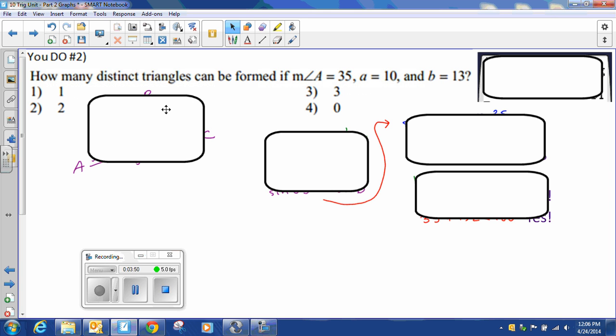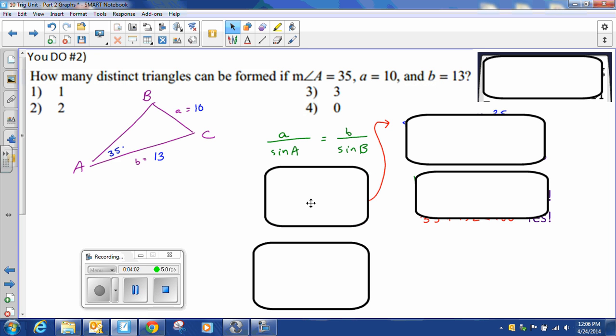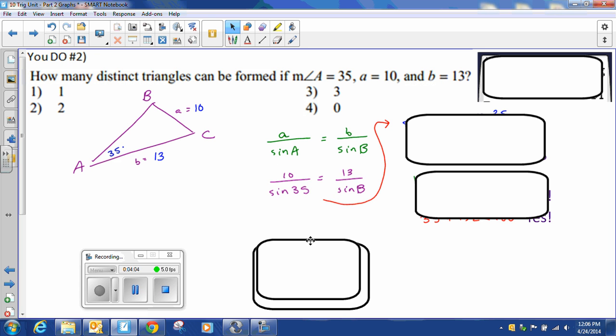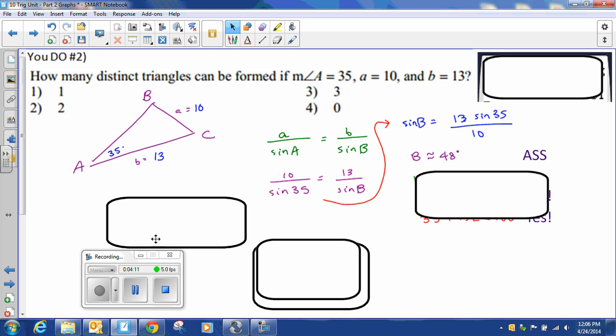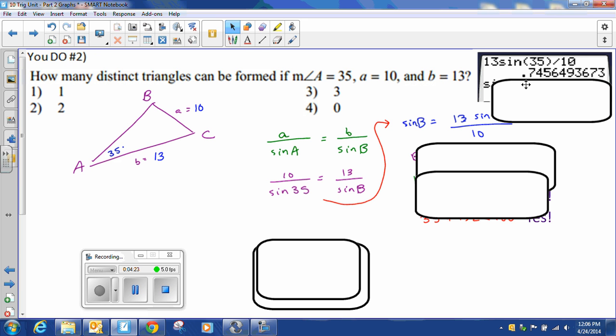Number 2, how many distinct triangles can be formed if measure of angle A is 35, a equals 10, and b equals 13. Let's draw the triangle first. There we go. Let's set up our law of sines. Here's our proportion, and we cross multiply to get sine B by itself. So here's sine B. So we want to take this and plug it into the calculator to give us this decimal equivalent.